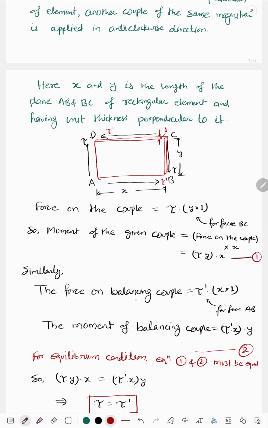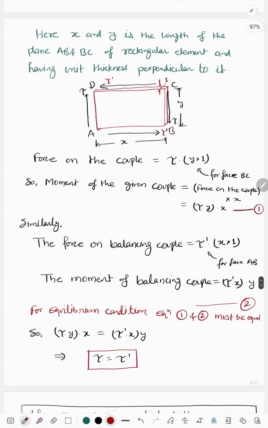So the force on the balancing couple, that means on AB and DC. Here the balancing shear stress is applied to maintain the equilibrium. So tau dash into x into 1. Here also thickness is 1 and x is the length, so we get the area, and like this we get the force on the balancing couple. Now the moment on the balancing couple is tau dash into x into y.